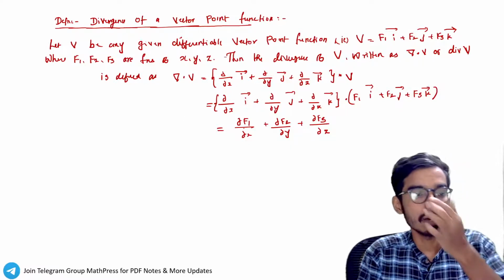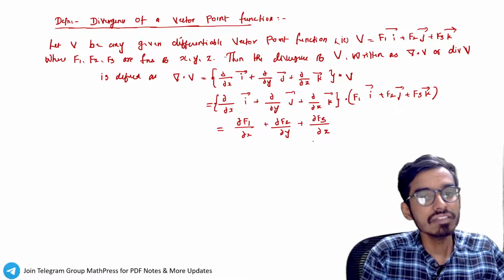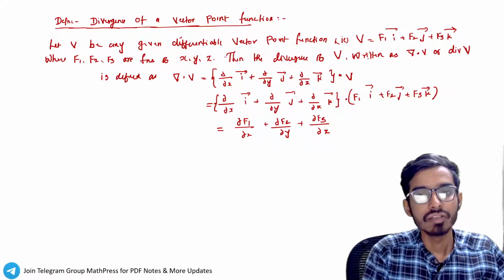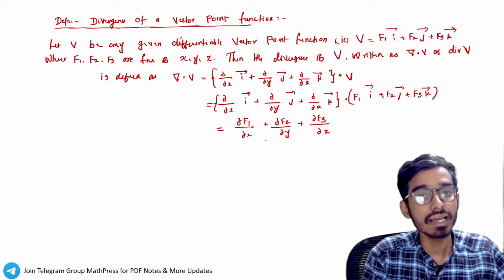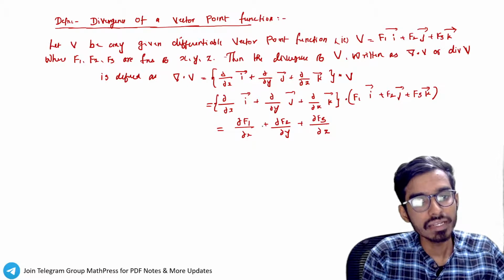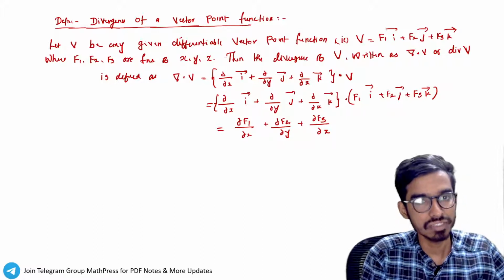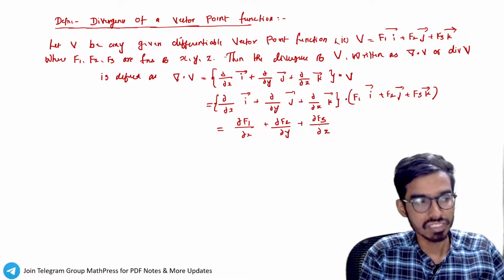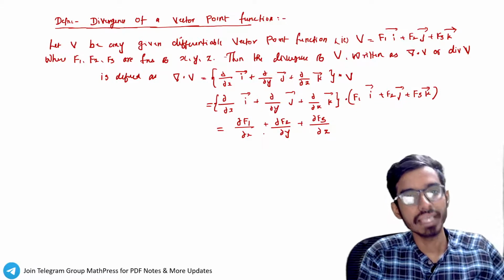This is the formula for divergence of f, and you can infer that this is a scalar point function, right? So the input is a vector point function, and the output is a scalar point function, because there is no i, j, k here. So we will have some function of x, y, z as the answer, because f1 is a function of x, y, z, f2 is a function of x, y, z, and f3 is a function of x, y, z. Overall, we're going to have a function of x, y, z only. So if we give some input, the output will be some scalar, right?